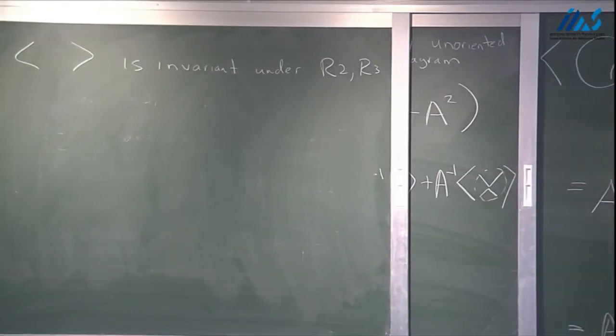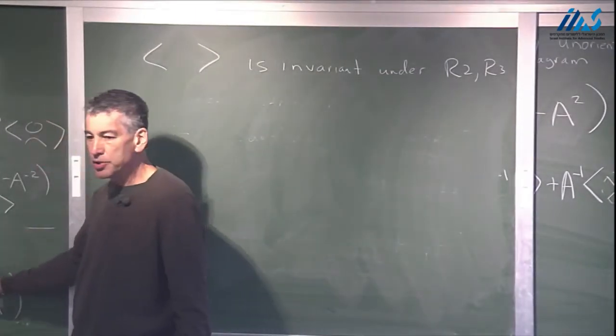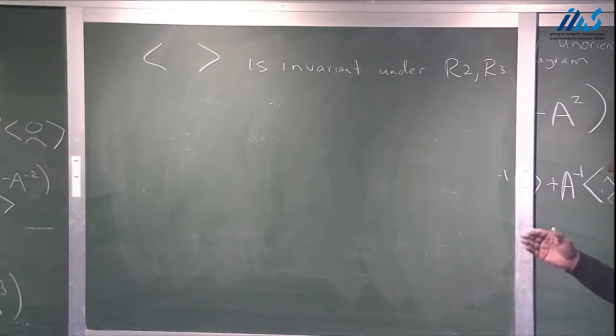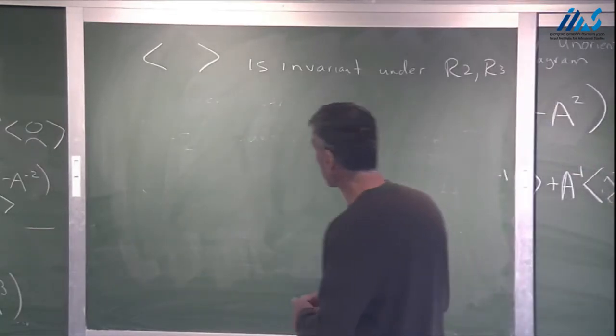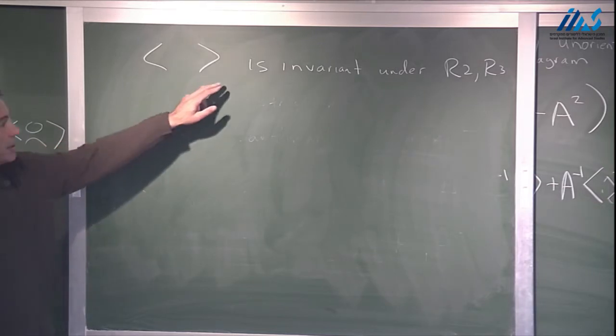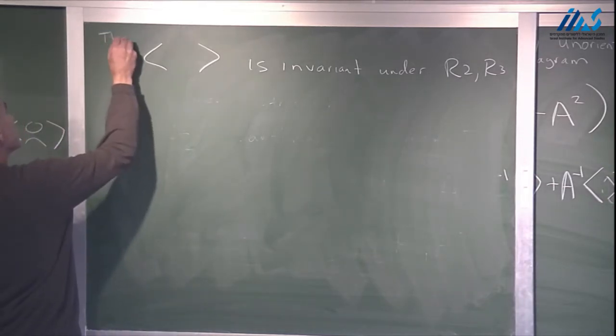It's not invariant under R1, as we see here, but we can correct for that by using the writhe. We'll put in a corresponding term using the writhe that cancels this change, and then we'll get a polynomial that's invariant under all three Reidemeister moves, and that polynomial is the Jones polynomial. So let's see why it's invariant under R2. This was the theorem of Kauffman.